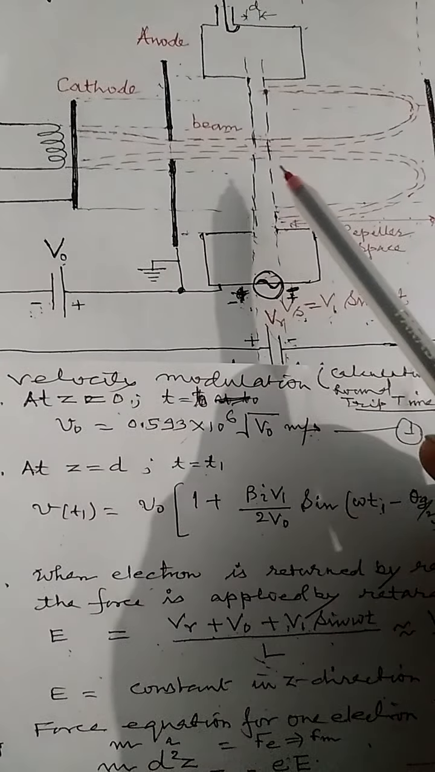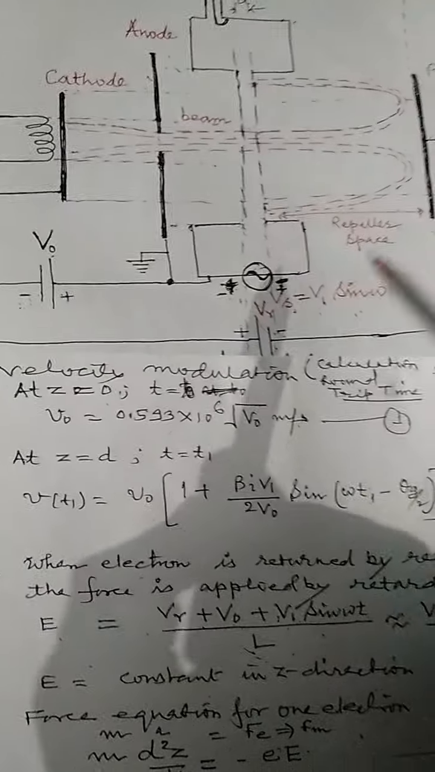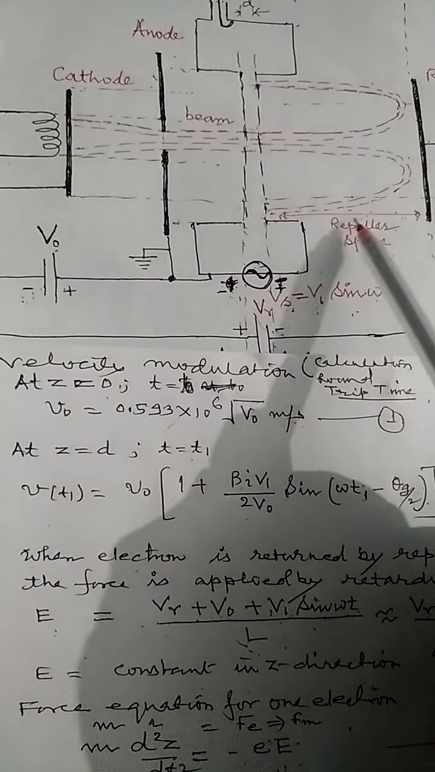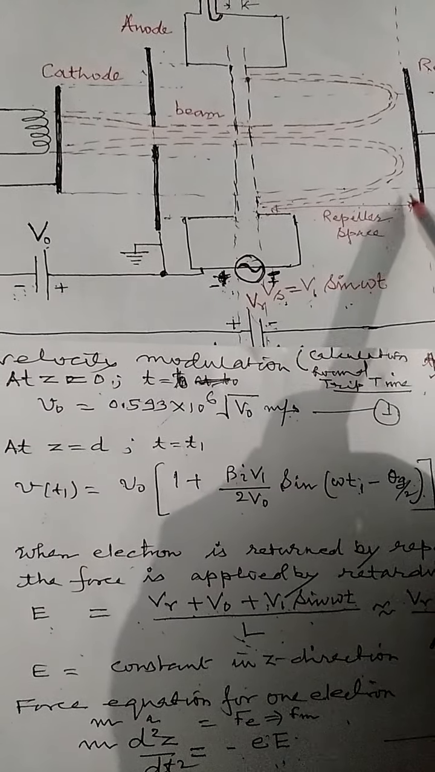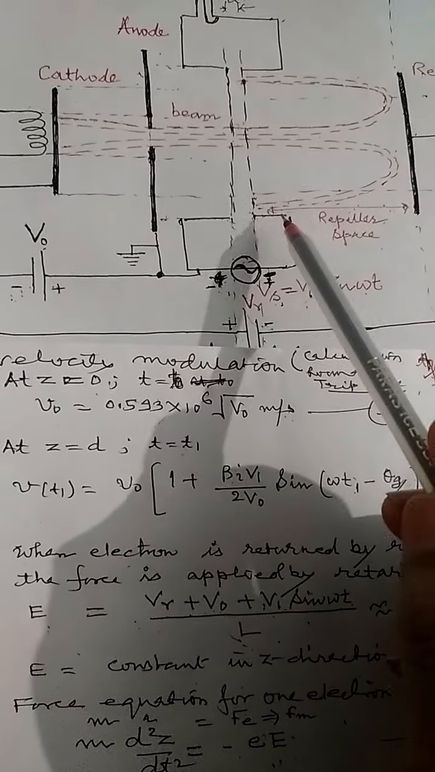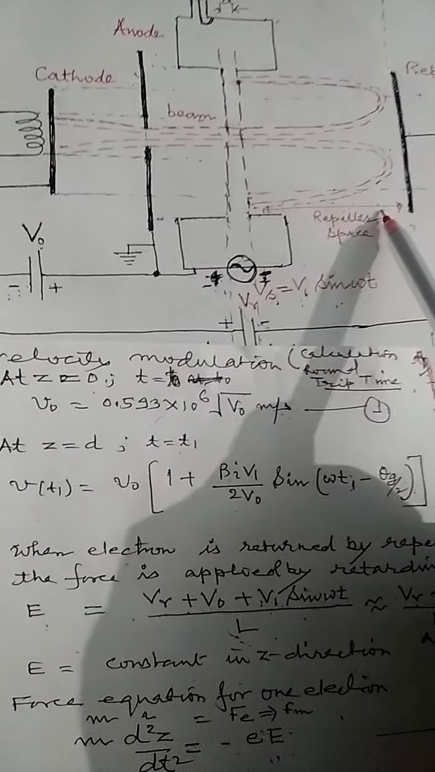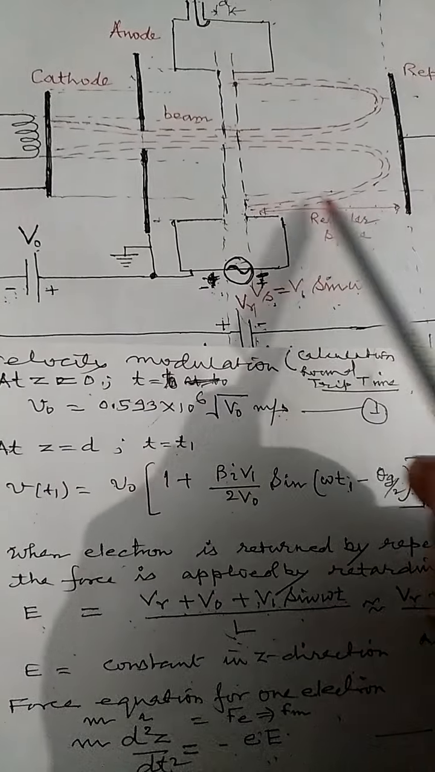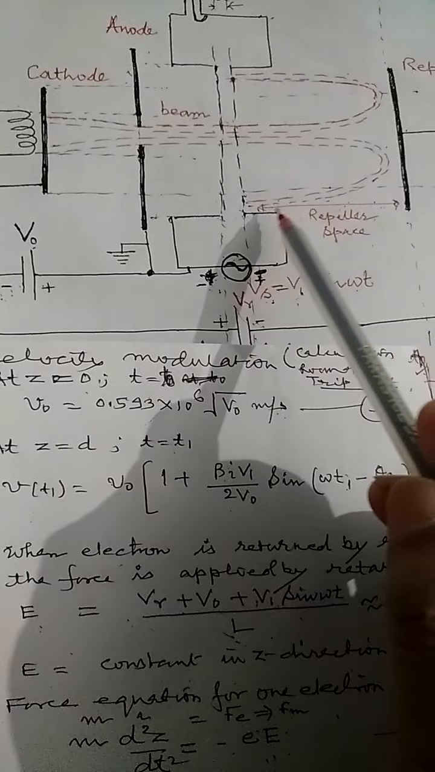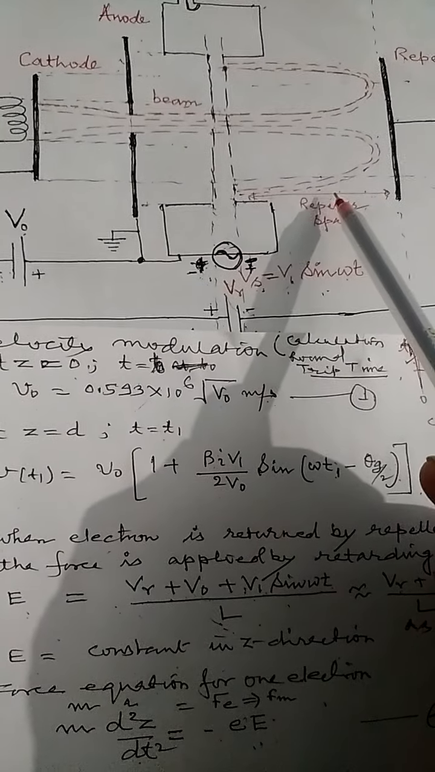After the velocity modulation, the electrons move in the repeller region, where the electrons come under the force of the repeller, and that force is known as retarding force, and the field applied over those electrons in that repeller space is the retarding field.